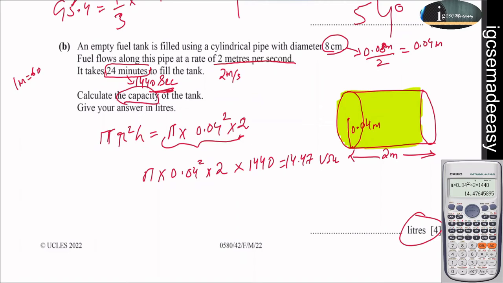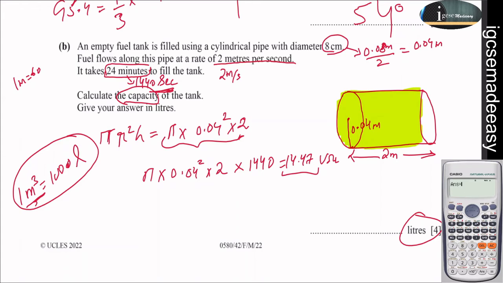Volume is represented in meter cube, centimeter cube, but capacity is represented in liters, milliliters and all. So you know that 1 meter cube equals 1000 liter. So we have 14.47 liter. 1 meter cube is equal to 1000 liter, so 14.47 is equal to what? We have to multiply the answer with 1000.